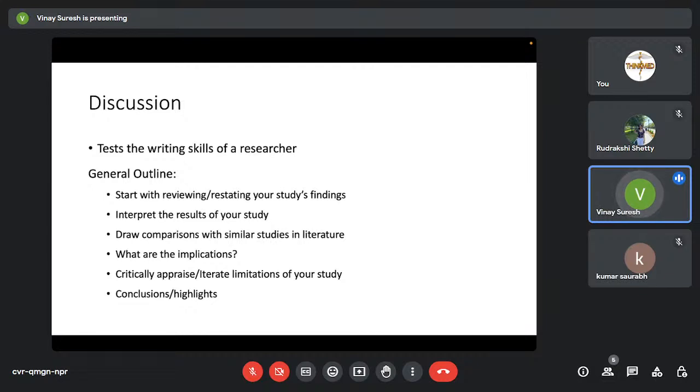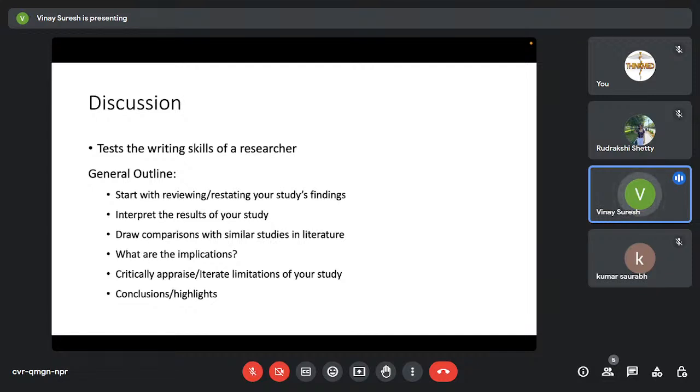So the first thing that you would want to start off in the discussion section is to review or restate your study's findings. And then after that, you'd interpret the results of your study. What do they mean? In the results section, all you do is report the numbers, the results of your analysis, the different statistical tests that you have used. But then what do all those numbers mean? You need to interpret that here. Not copy pasting the results, but what does it mean?